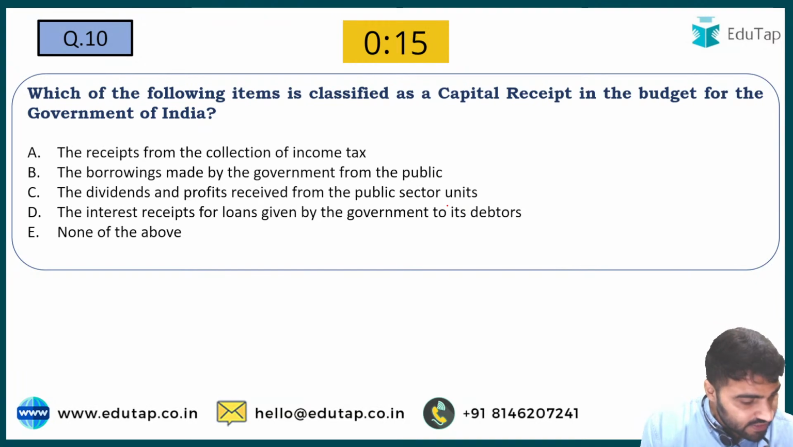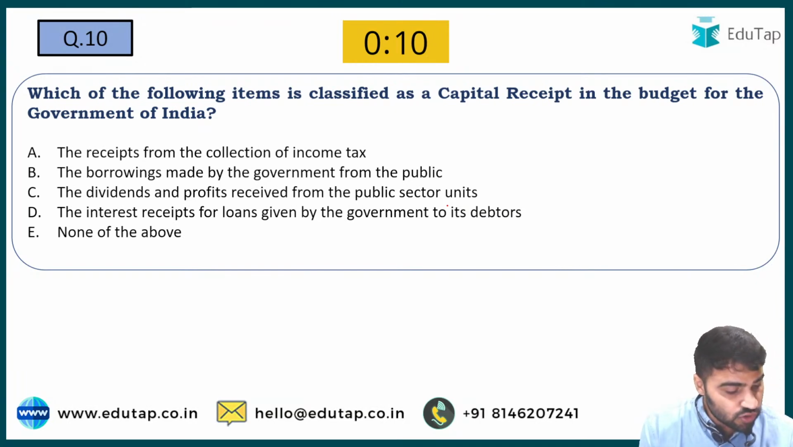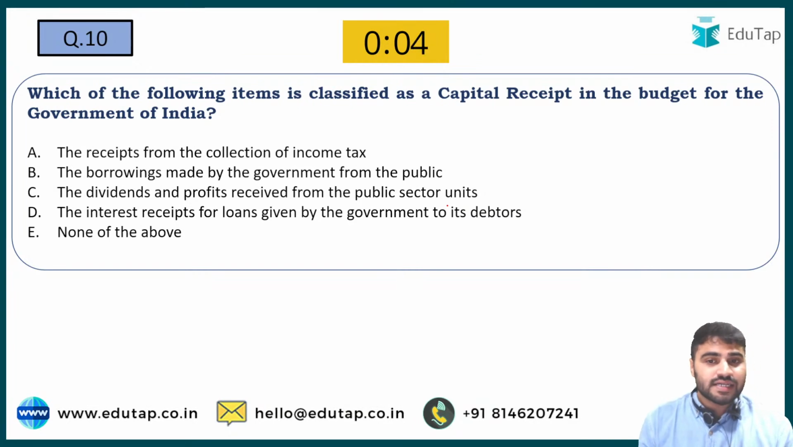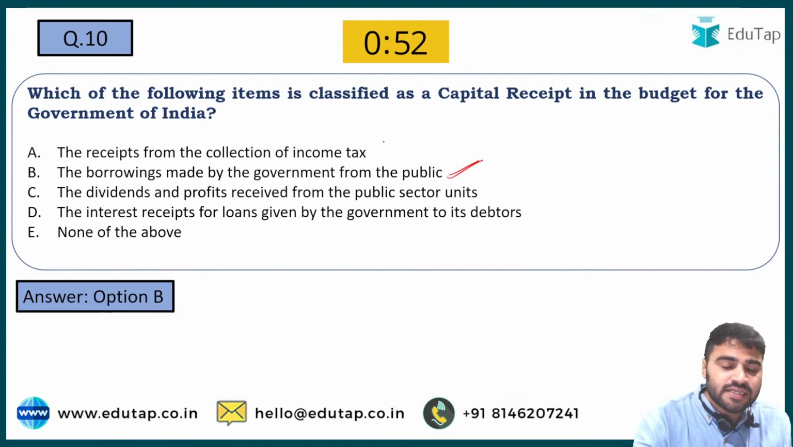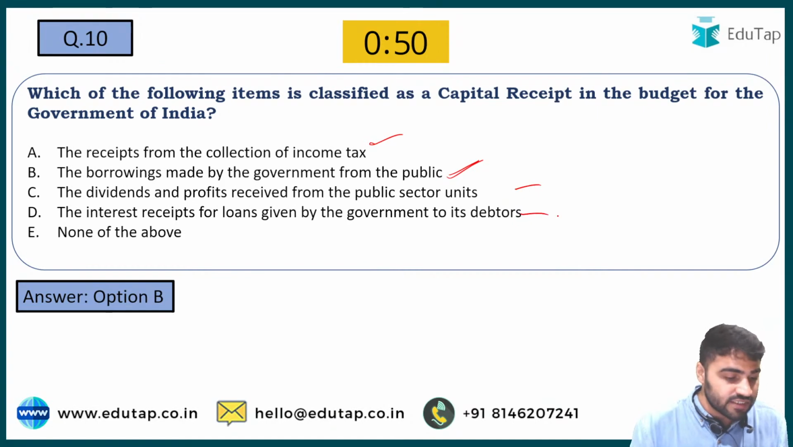So question number 10, guys, Nilesh is saying B, Nikhil, Aditi, Hemant, Jyoti, you all are saying option number B, right? Great. So you all have clarity about the concept of capital and revenue receipts and expenditure, I hope. So the right answer for this question is option B, that is the borrowings made by the government from the public, right? So this is basically a capital receipt, and all other options are revenue receipts.